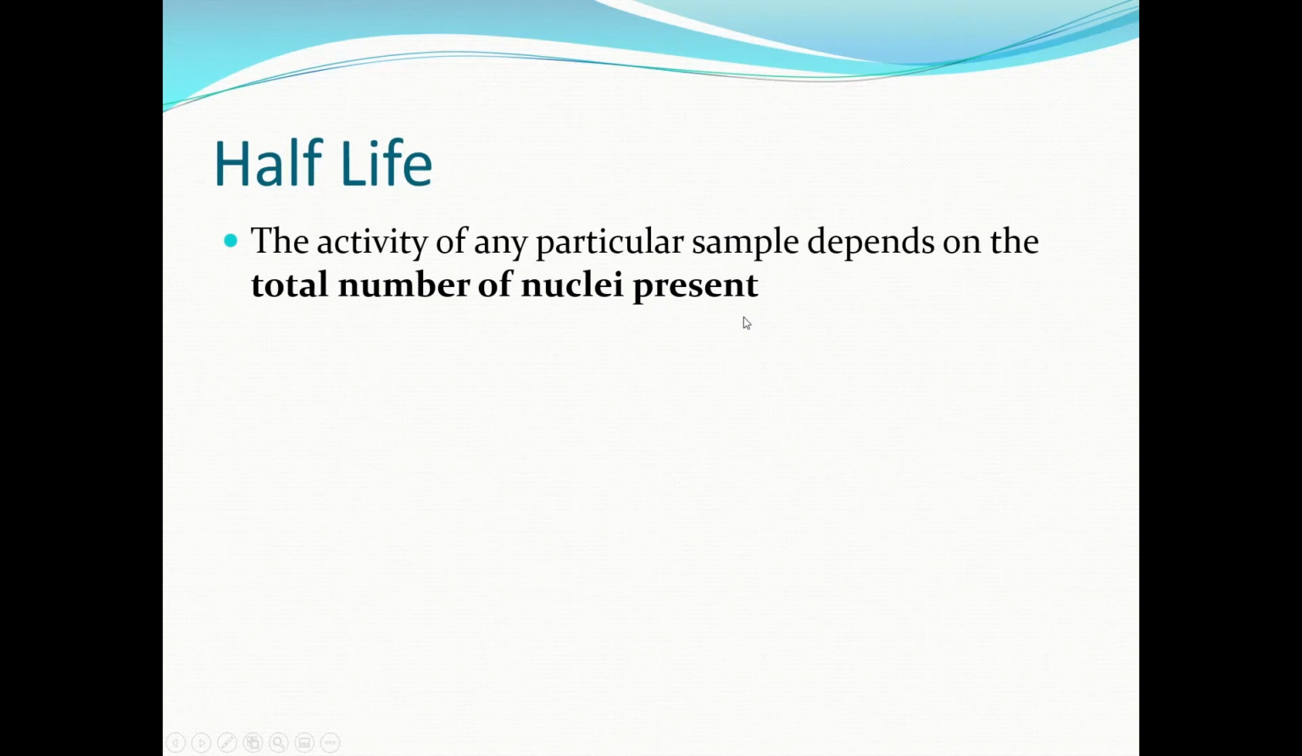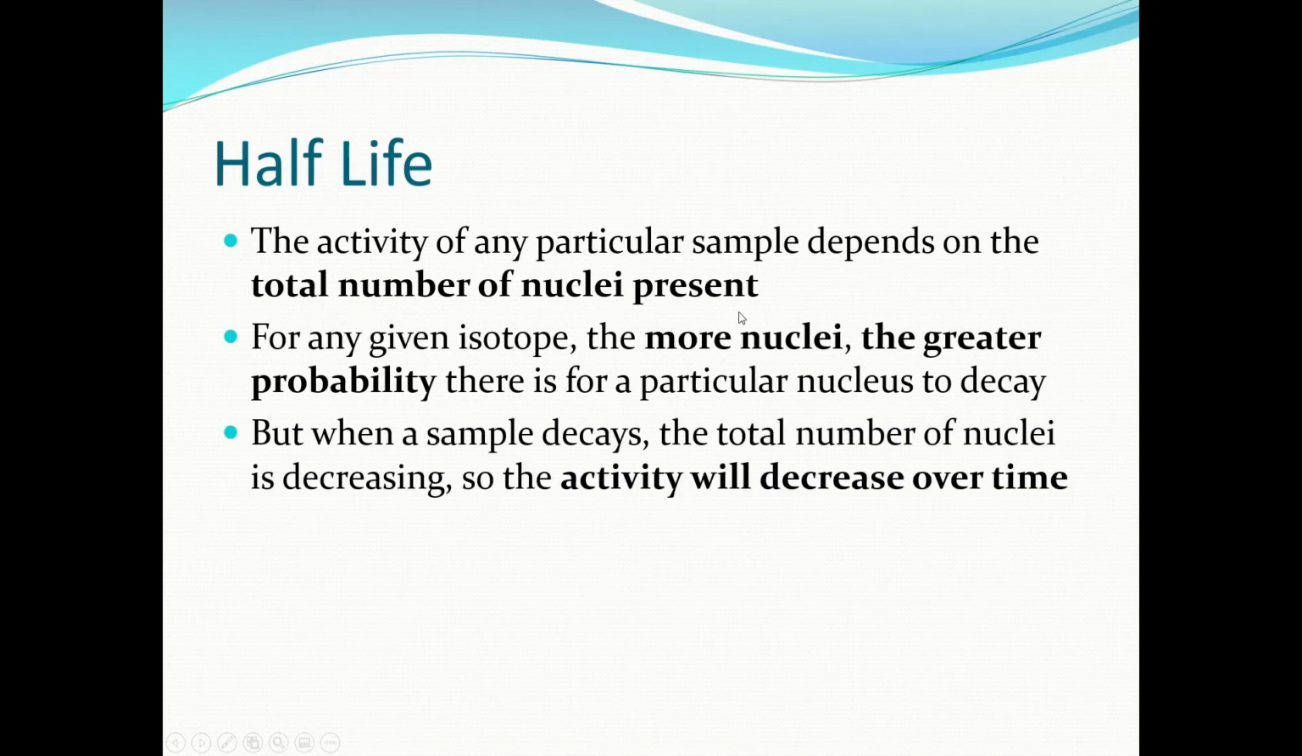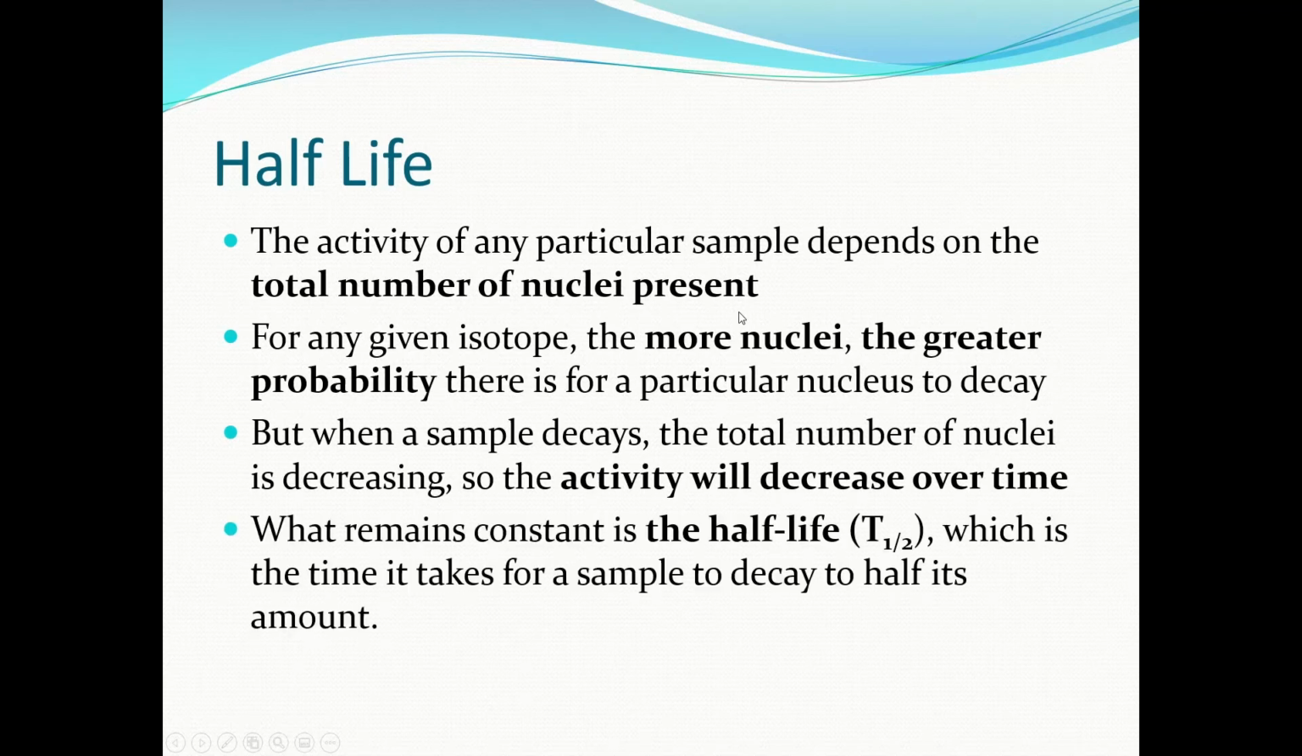So the activity of any particular sample, activity meaning how much it decays, depends on the total number of nuclei present. So for any given isotope, the more nuclei, the greater the probability that a nucleus is going to decay. When a sample decays, the total number of nuclei is decreasing, so the number of decays per second will decrease over time. But what remains constant is the half-life, the time it takes for a sample to decay to half its amount.